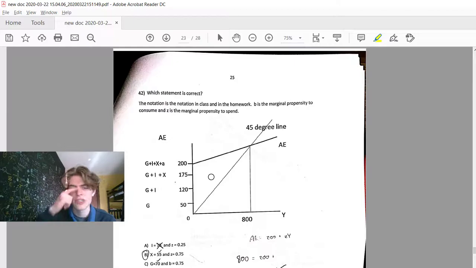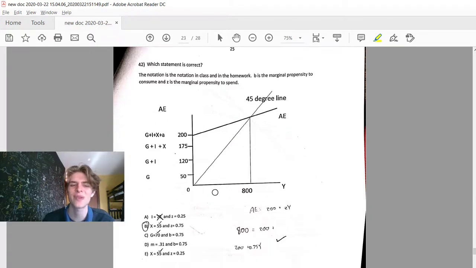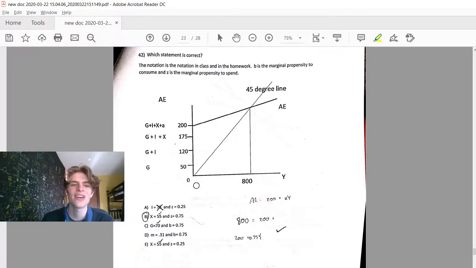Which of the statements is correct? The notation is the notation in class and in the homework. B is the marginal propensity to consume, and Z is the marginal propensity to spend. Good to know. So we'll just go through them. I went through them all and found out which one was right and which ones weren't. So I equals 75. G plus I, 150 plus 120, that's not 75. So this one's out.